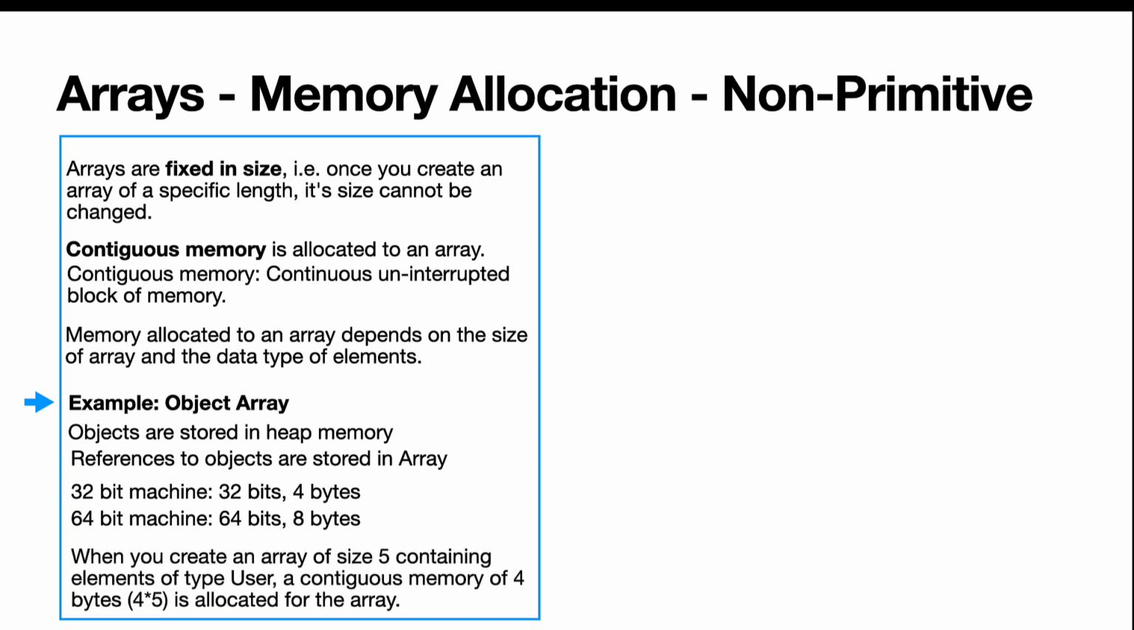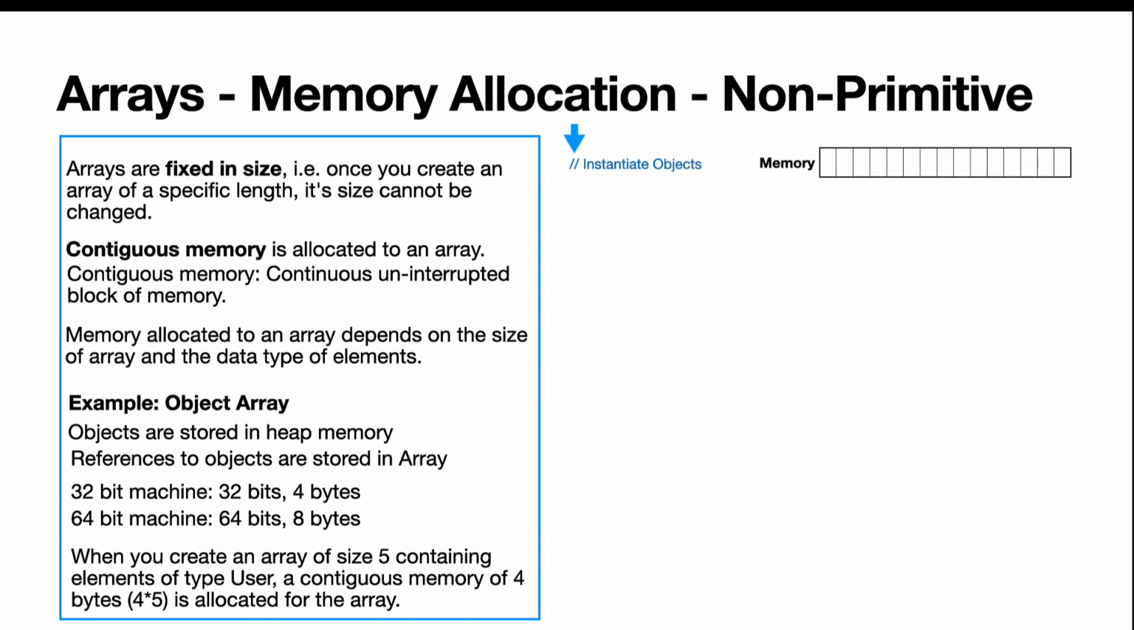So, if you create an array of size 5 in a 32-bit machine containing non-primitive elements, then the total memory assigned or allocated to this array is length of array times the memory of reference, that is 5 times 4, which is 20 bytes. So a contiguous memory of 20 bytes is assigned to this array. Let's look at this example in depth.